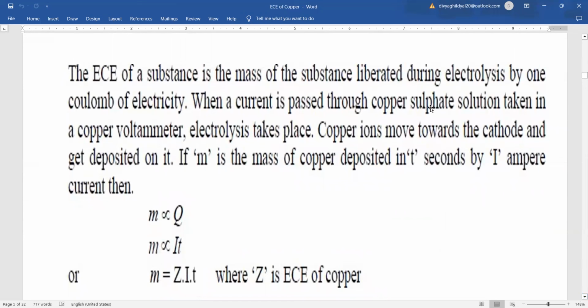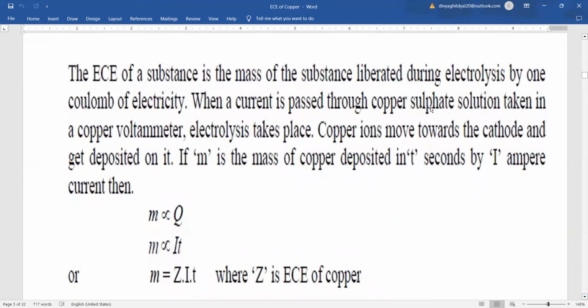We will take the deflection of the pointer for direct and reverse current. Then we will find the mean of all these angles. Then current is equal to K tan theta, where K is the reduction factor. And finally, for Z, we will take the mass of copper deposited divided by current into the time for which we made the current flow through the apparatus.